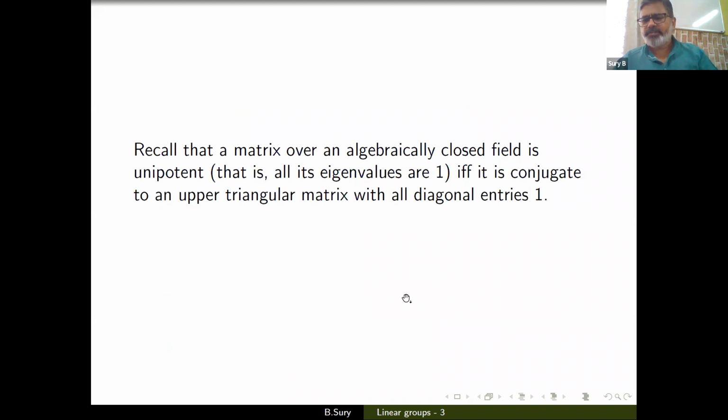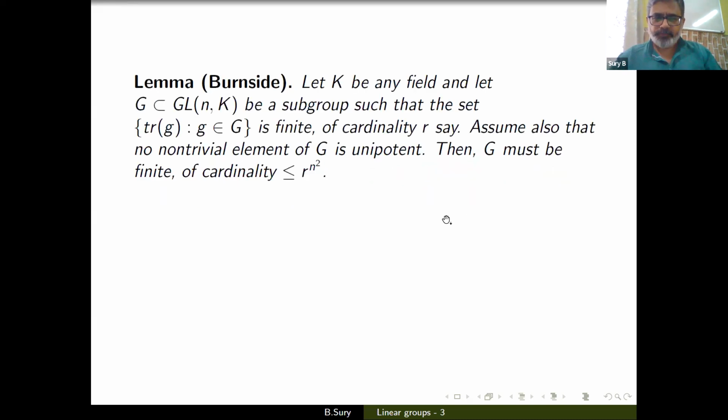Okay, so to see this, recall that a matrix over an algebraically closed field is called unipotent if it is identity plus nilpotent. You know the matrices are called nilpotent, we know that. So all the eigenvalues are 1, and we know that such a thing you can upper triangularize with the diagonal entries 1. I'm over complex numbers.